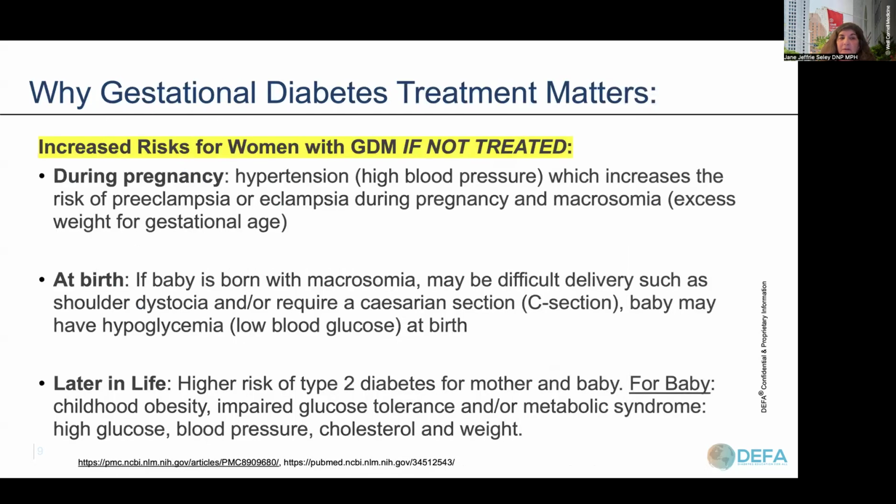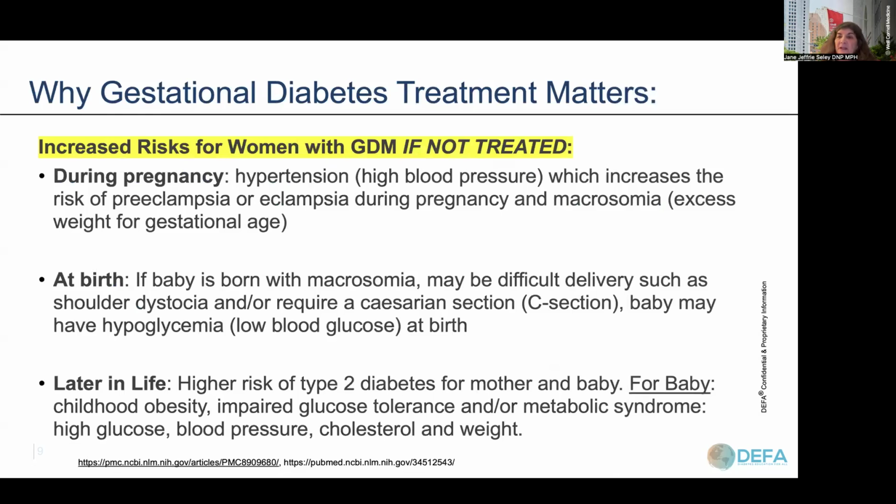So why does it matter? Because the increased risk for women, if untreated during pregnancy, is hypertension, which can increase their risk of preeclampsia and eclampsia, and macrosomia, or large babies. At birth, if the baby is too large, it's a difficult delivery and it can cause shoulder dystocia or even a cesarean section. So we want to try to avoid this.